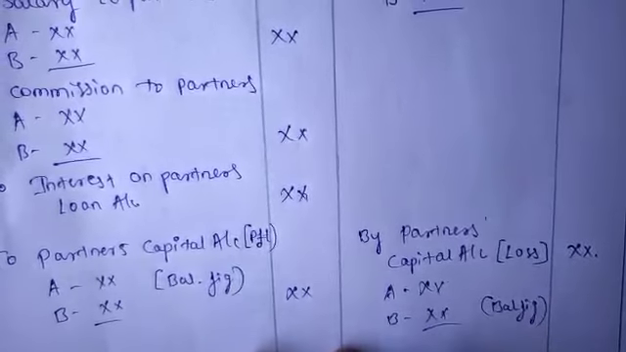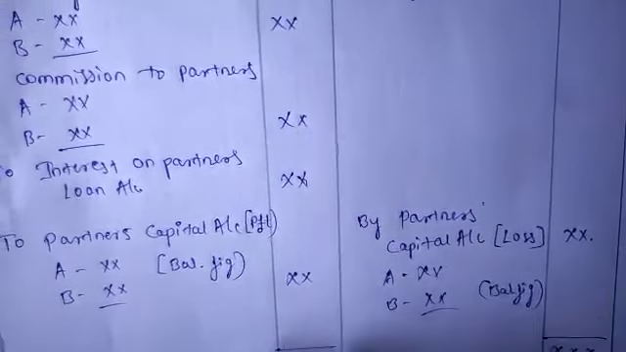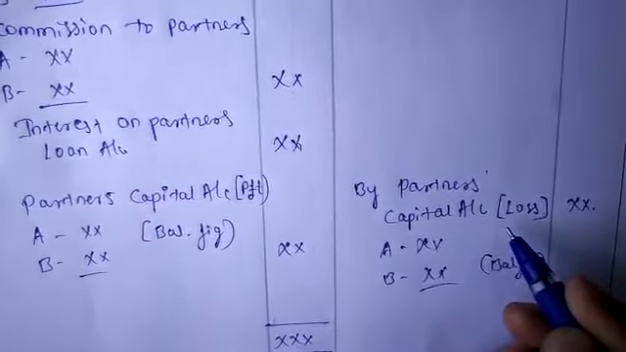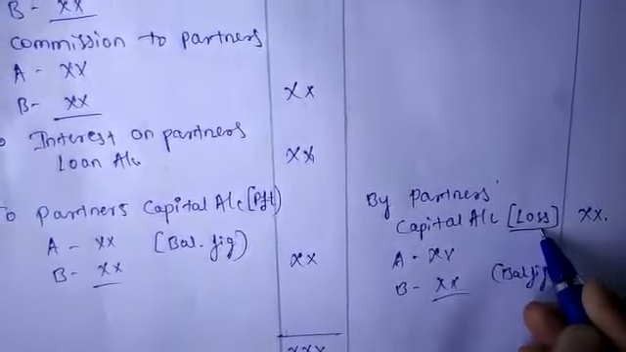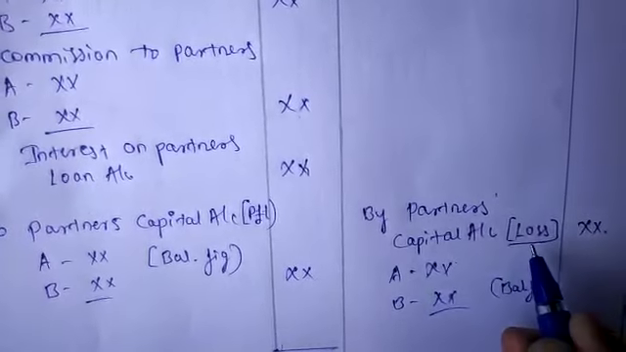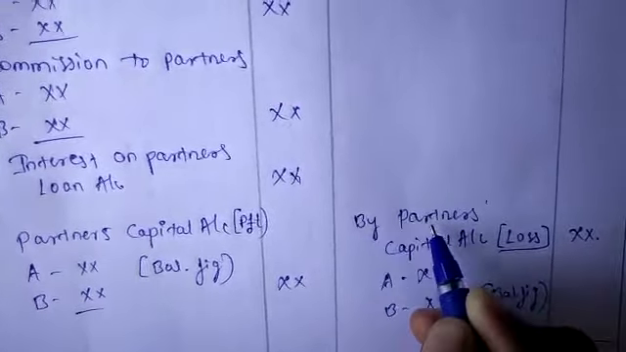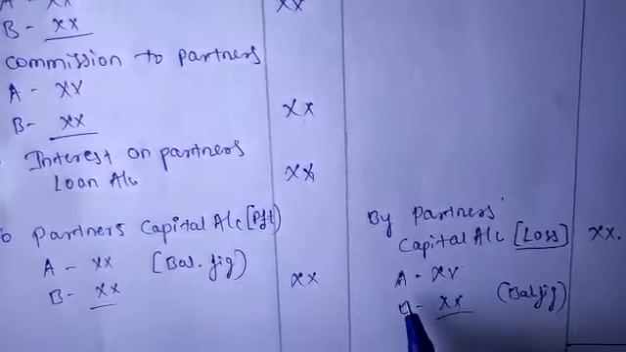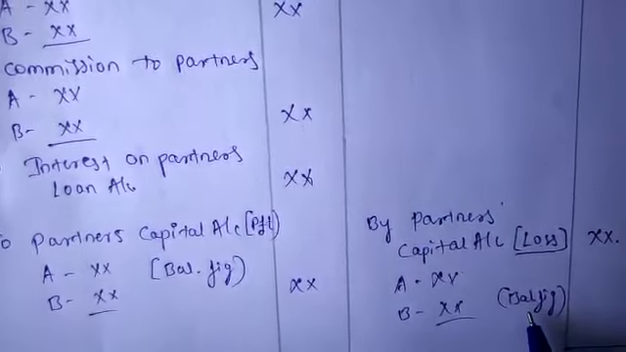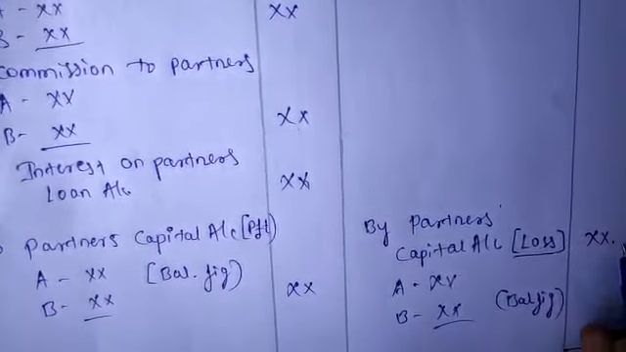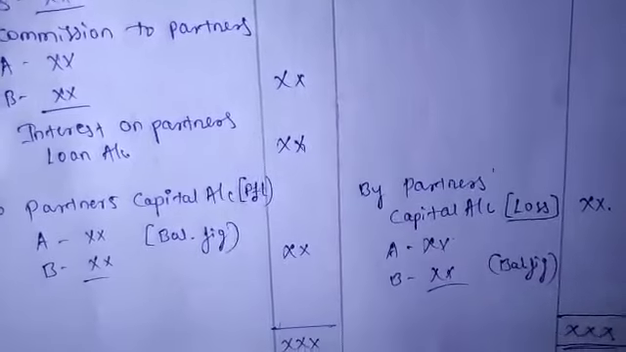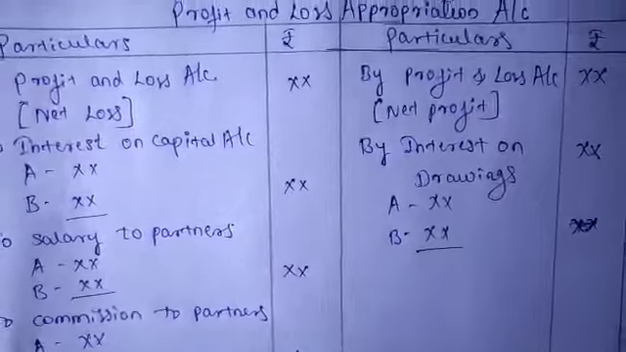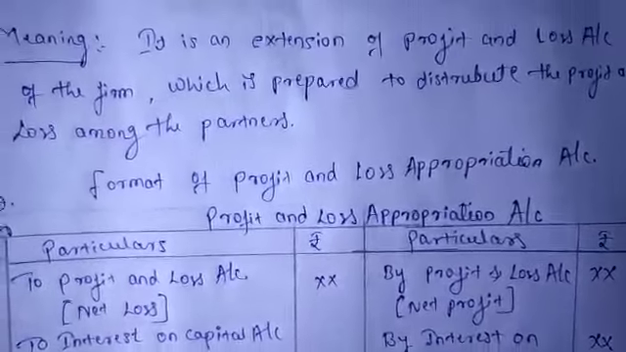Suppose the debit side is more than the credit side. Then the difference is shown on the credit side, and that is called loss. That loss is also transferred to the partners' capital account. That loss is also shared between the partners: A's share, B's share. That is a balancing figure and is put into the outer column. So this is all about the profit and loss appropriation account, its meaning and format.